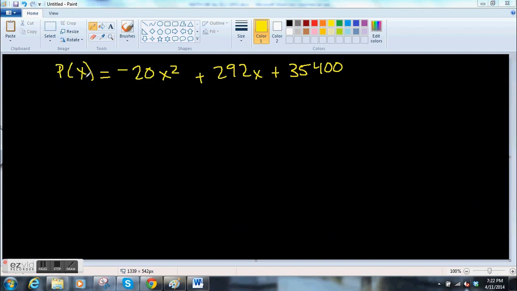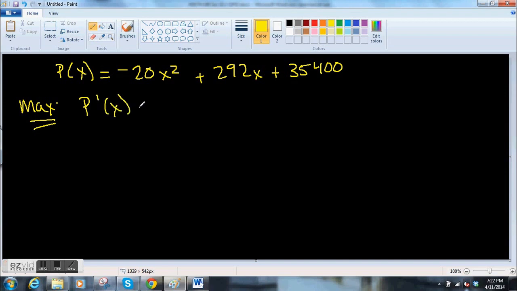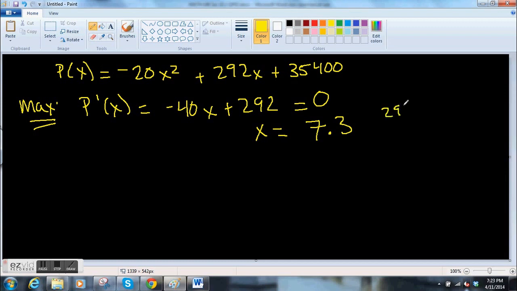So the profit function, where x is the number of units that are vacant, looks like this. In order to maximize the profit, we're going to take our first derivative, like we did in section 10.1. The first derivative is negative 40x plus 292. This is going to be equal to 0 when x is equal to 7.3. That's 292 divided by 40.